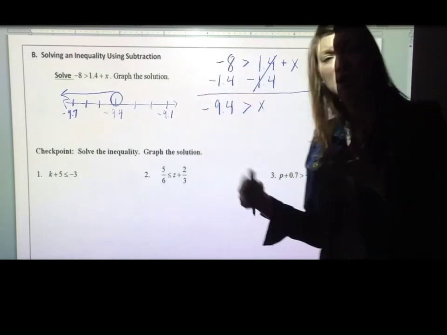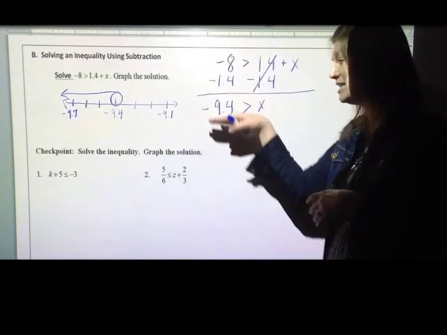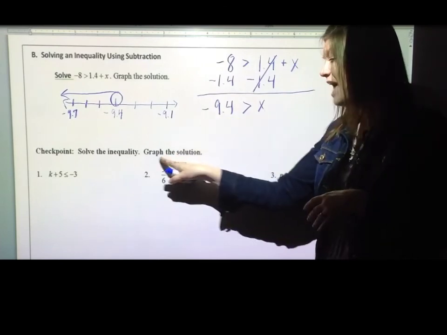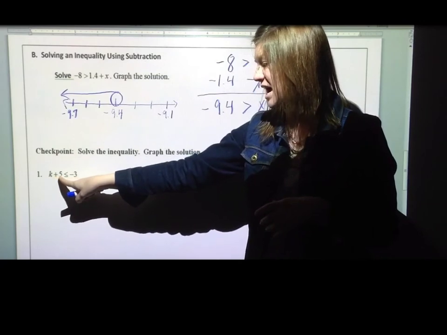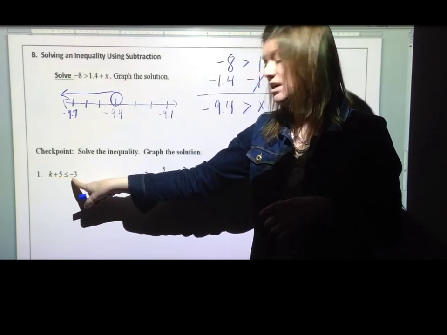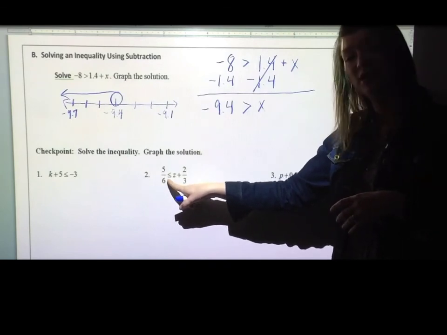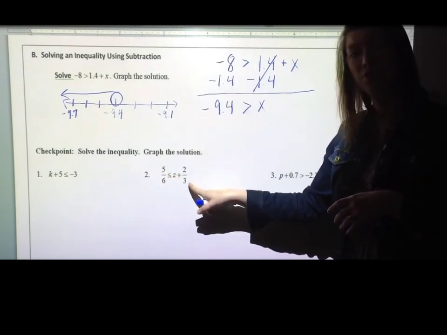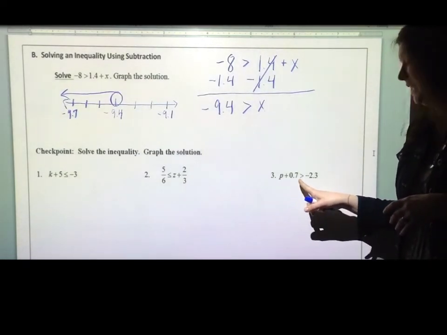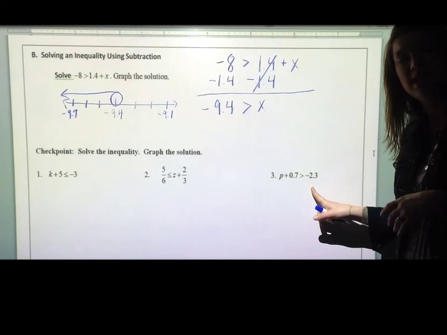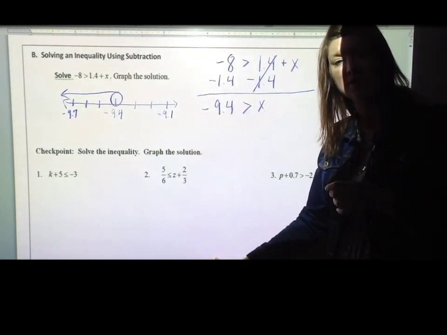So you're going to do 3 using the subtraction property of inequality. You're going to solve them first, isolate down into that variable, and then you're going to graph the isolated inequality. So we have k plus 5 is less than or equal to negative 3. 5/6 is less than or equal to z plus 2/3. And our last one, p plus 7/10 is greater than negative 2 3/10. So take a second, isolate them, and then graph the solutions on the number lines.